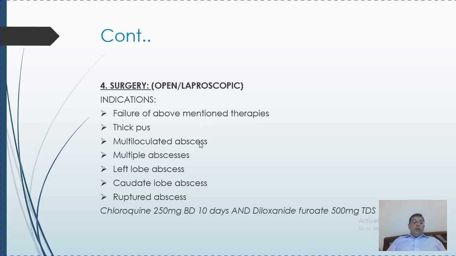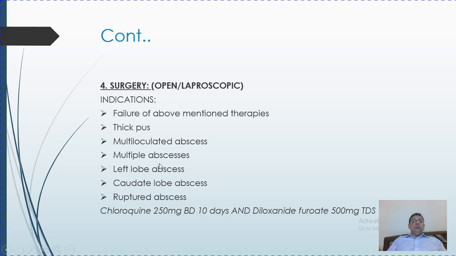If the pus is too thick, it is not being aspirated through the needle, or it does not come through the drain that you have made, or the abscess is multiloculated, or there are multiple abscesses, or the abscess is in the left lobe and it is not possible to access it through the percutaneous route, or there is a caudate lobe abscess, or the abscess has ruptured. All these are indications for surgery, and you cannot treat these patients with the methods we have discussed beforehand.